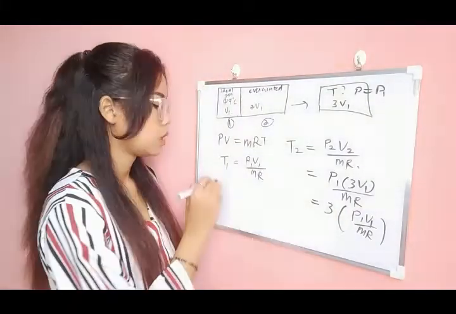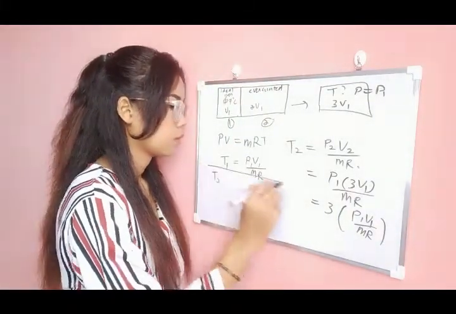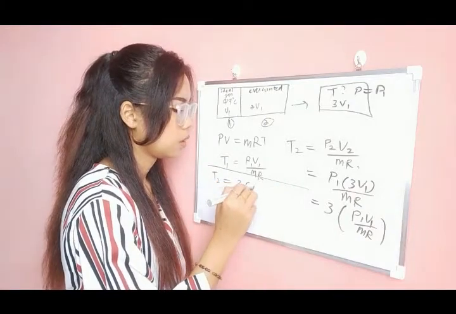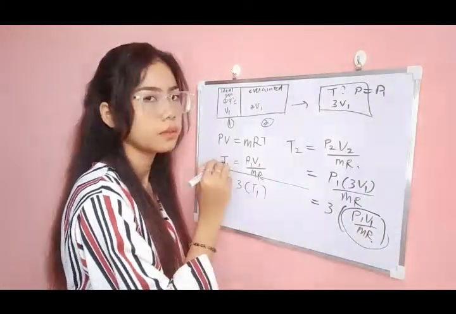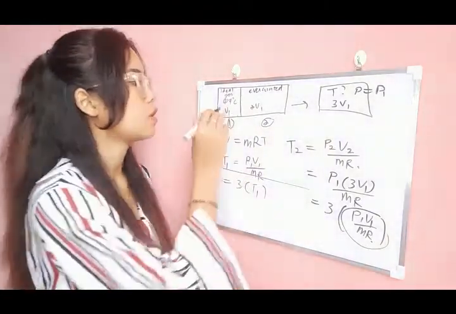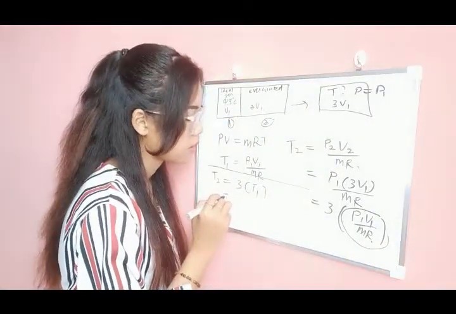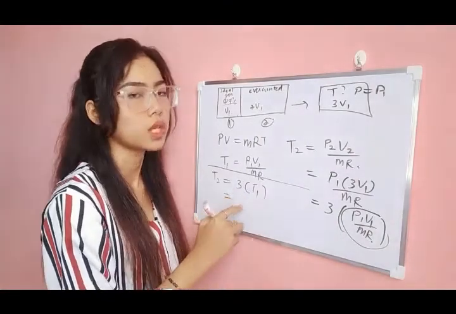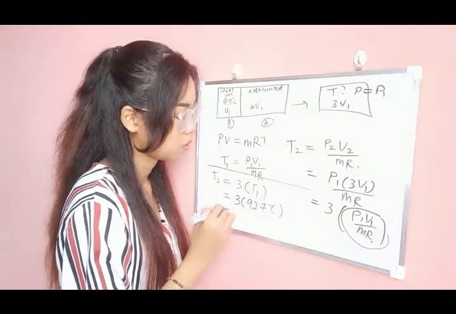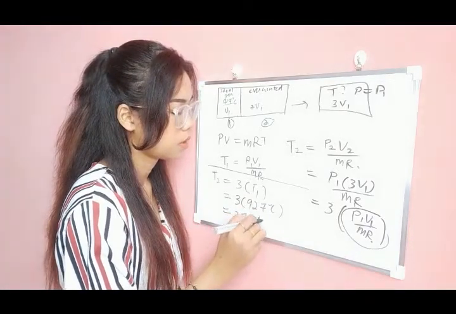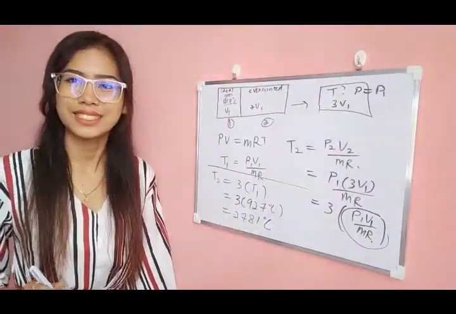Which means T2 equals 3 T1. We already have T1, which is 927 degrees Celsius, so we just multiply it by 3. So 3 times 927 degrees Celsius equals 2781 degrees Celsius.